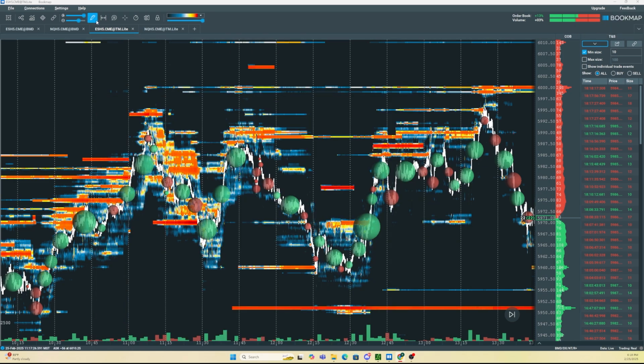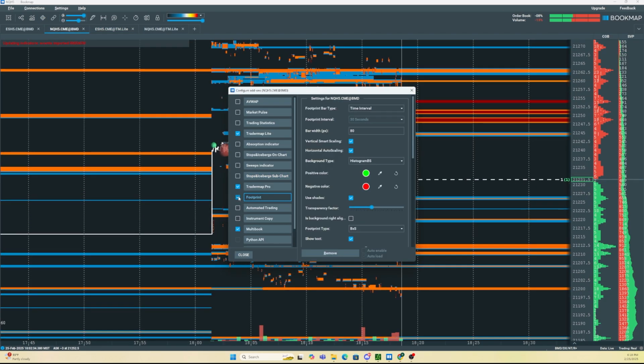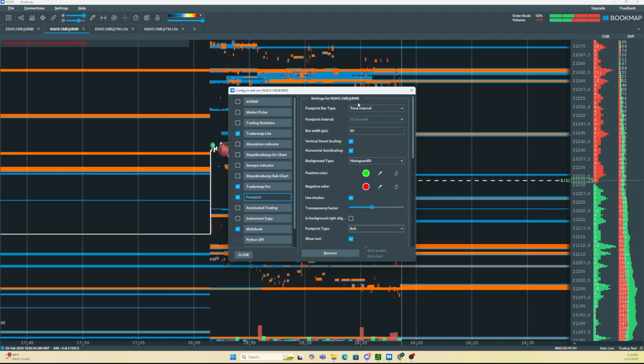Okay, so now the other way that I really like to use order flow is through the use of footprint charts. So I'm going to go ahead and put on the footprint chart. Now, when it comes to setting up my footprint charts on Bookmap, these are the settings that I use.